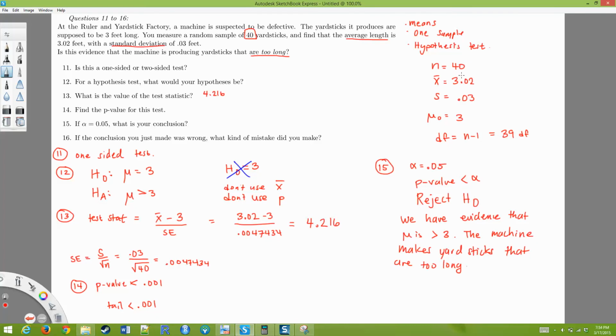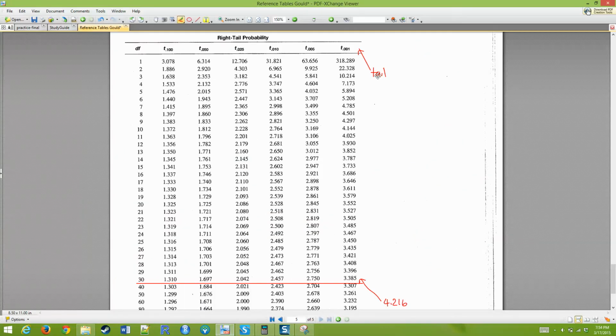Yes? I'm just number 14. I'm not getting number 14. So our test statistic is 4.216, right? For number 13. Okay. So I'm going to look up that test statistic in the table.